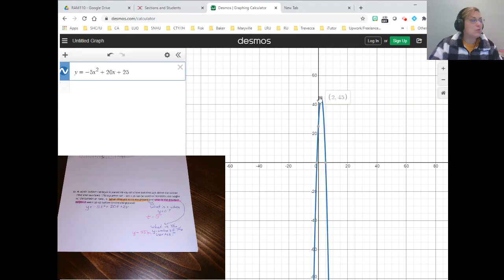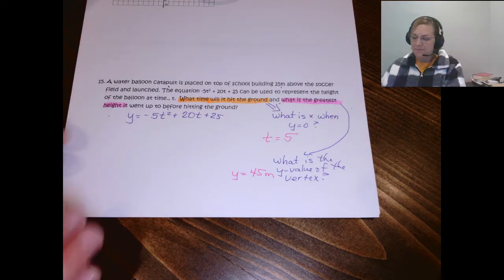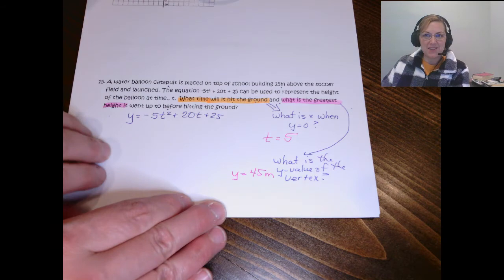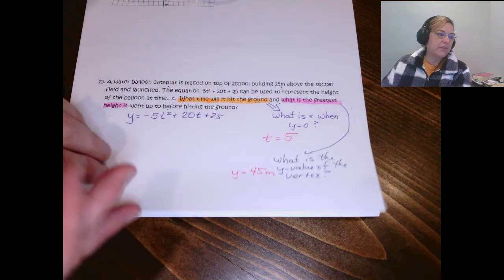Friends, use your Desmos graphing calculator to help you. It's really going to make things a lot simpler if you can use it to graph your equations and then use your hover feature to find out what those exact points are. All right, I'm going to switch back to our document camera because we answered both parts of number 15 there.